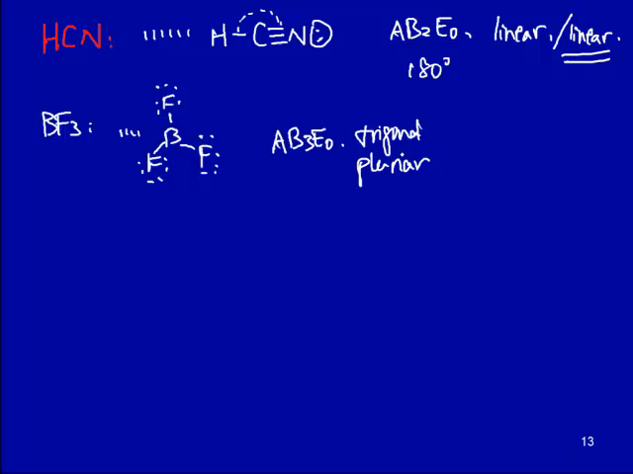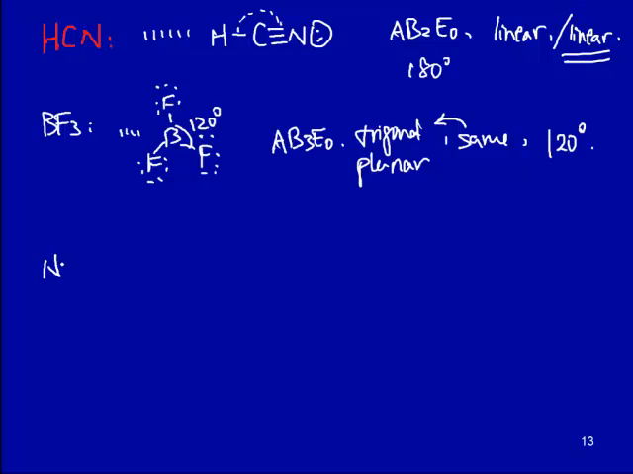Okay, and because all those electron groups are connected with fluorine, the molecular geometry will be the same, and the bond angles should be 120 degrees. Okay, and take a look at the other one.